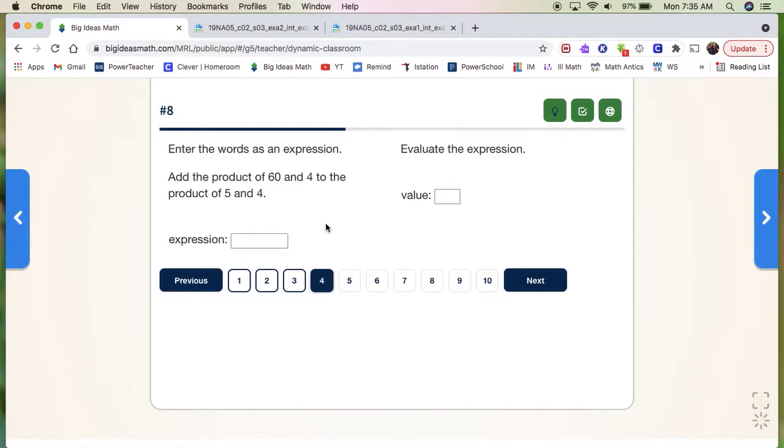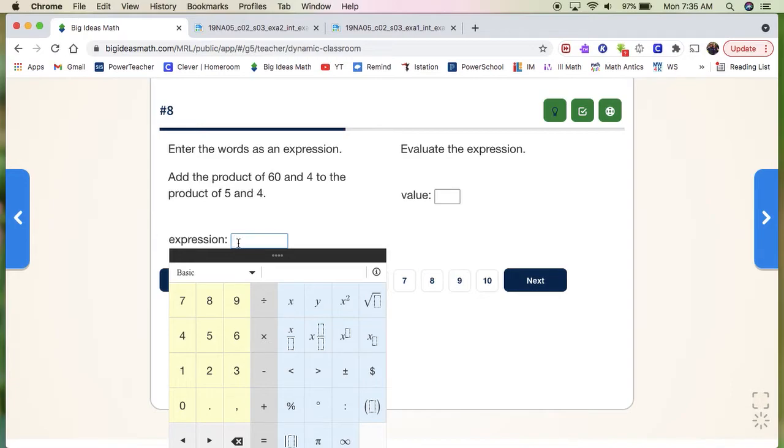Add the product of 60 and 4 to the product of 5 and 4. So product means we're going to be multiplying. And we're going to have two different products, and we're going to add those two together. So we're going to get the product of 60 and 4, and we're going to add that to the product of 5 and 4.